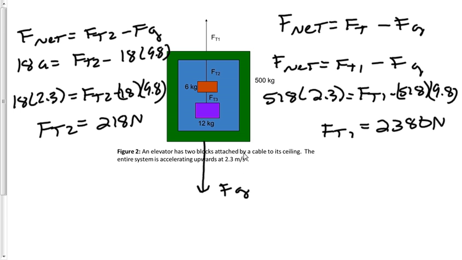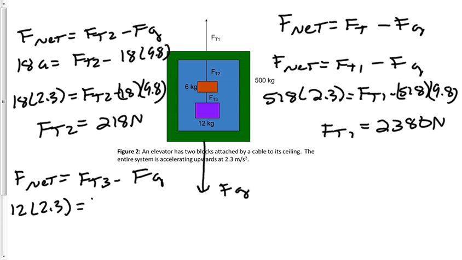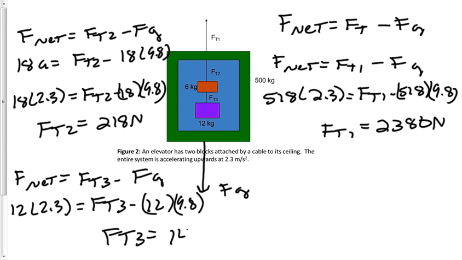And finally, we have force tension 3 to solve for. Same equation, force net is equal to force tension 3 minus force gravity. And once again, the acceleration of this box must also be 2.3. We'll start by plugging that in right away. 12 times 2.3 is equal to force tension 3 minus 12 times 9.8. Force tension 3 has a value of 145 newtons.